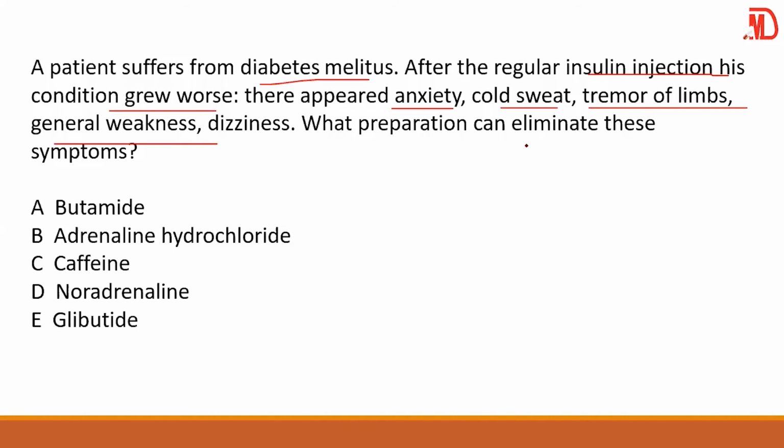And look at him: cold sweat, tremors, anxiety, dizziness. So you are thinking of a reduction in glucose. So you give adrenaline, to kick everything up again. It is used for anaphylactic shock and hypoglycemic coma. So here we are thinking of adrenaline hydrochloride. All right.